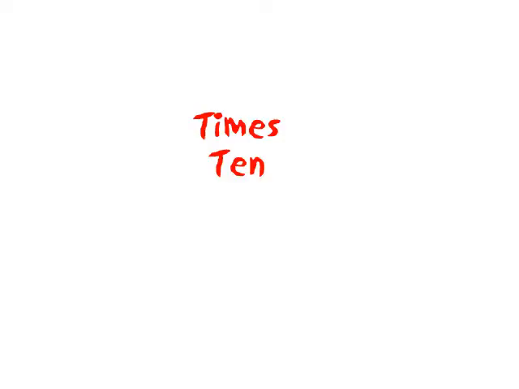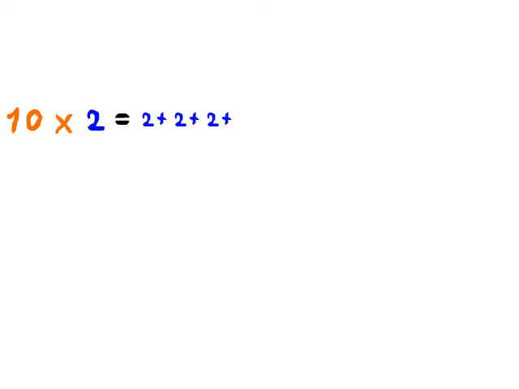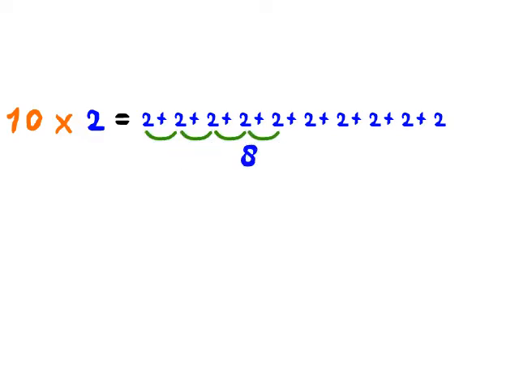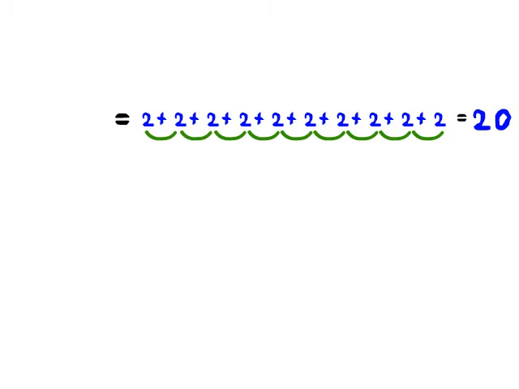Let's look at a special example of times, namely, times 10. Let's take a look at 10 times 2. Now that's just 2 10 times. And add it up. That's 2, 4, 6, 8, 10, 12, 14, 16, 18, and finally 20. 10 times 2 is 20. Well, that doesn't seem very special, just a lot of work.